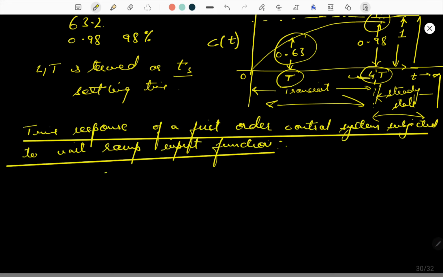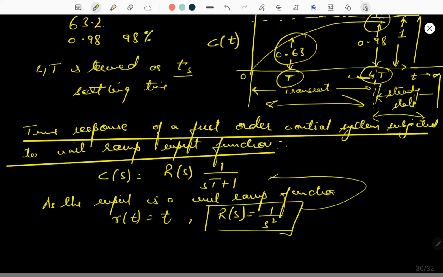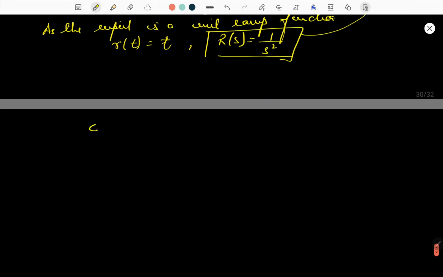As we already know, the output is considered as C(s) equals R(s) times 1 upon sT plus 1. Okay, we are giving the input as a unit ramp function, that is r(t) equals t. So the Laplace transform of this should be 1 upon s square. Alright, so we are just going to put this value of R(s) in equation number 1. So what we will get as the output, C(s), should be equal to 1 upon s square into 1 upon sT plus 1.